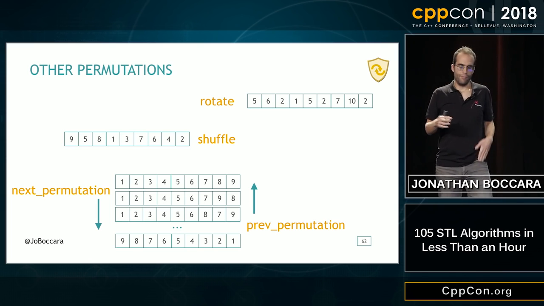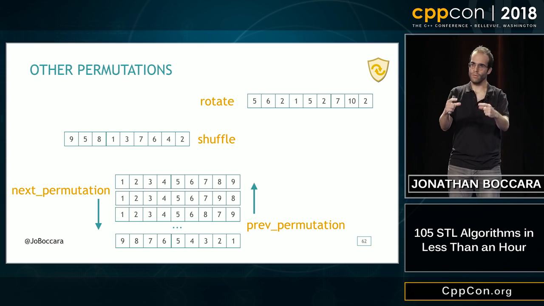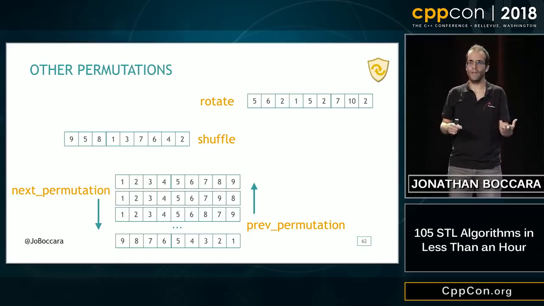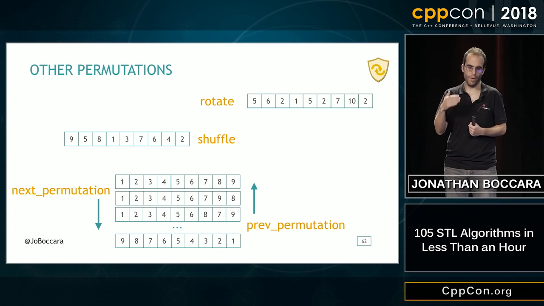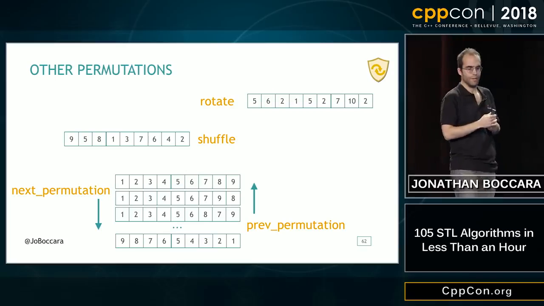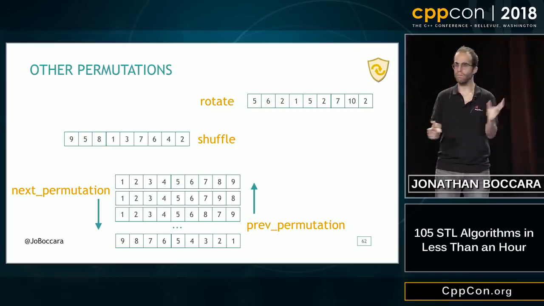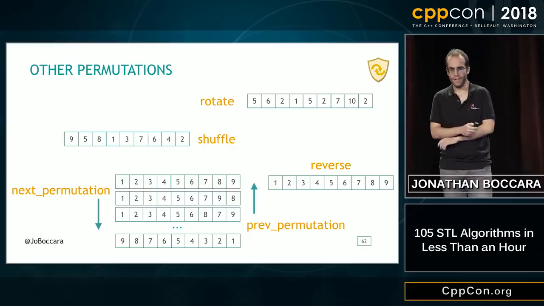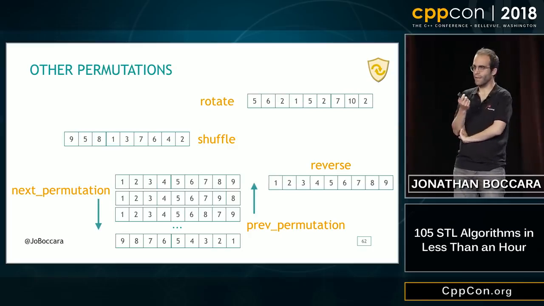If you have a collection in a given order, any order between the smallest and the biggest one, next permutation, which takes a beginning and end, would rearrange it so that it goes to the order that's just after it, and prev permutation to the order that's just before it. That's interesting if you'd like to do something for every possible arrangement of a collection. You can repeatedly call next permutation until you've cycled back to the beginning. And finally, the last one is reverse. That reverses the elements of a collection.